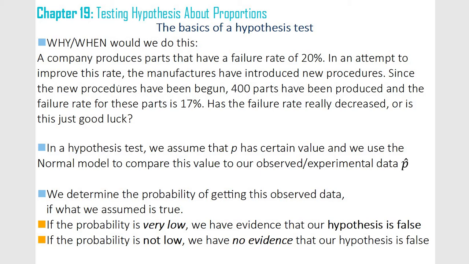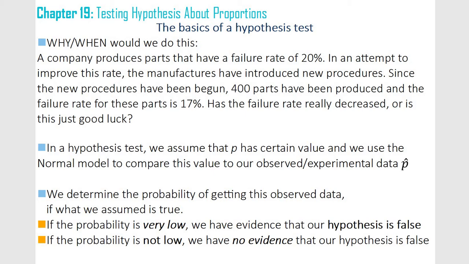So in this example, we have a company that produces parts and they have a failure rate of 20%. In an attempt to improve this rate, the manufacturers have introduced new procedures. Since those started, 400 parts have been produced and the failure rate for those is 17%. Has the failure rate really decreased, or is that just luck? All right, this is when we would use a hypothesis test.